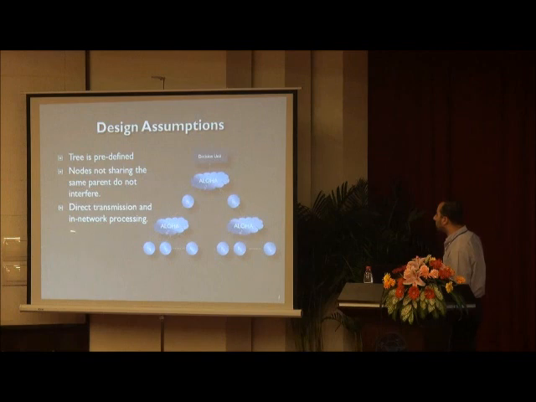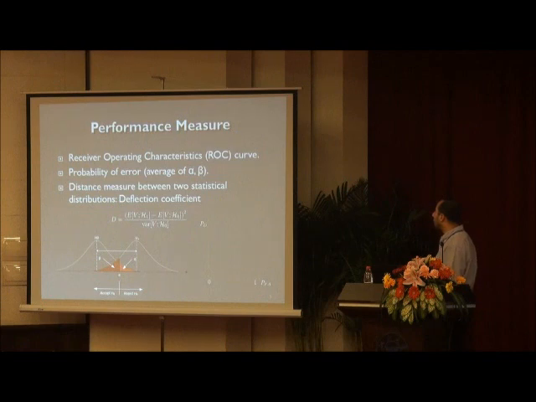Now, this information could be quantized or unquantized. We consider both cases. Now, some assumptions here. The first one is the tree is predefined, so I did not consider the routing problem in this case. And the other one is that nodes sharing one parent do not interfere with nodes of different parents. So for example, this set of sensors does not interfere with the other set of sensors. This could be done in practice by different frequency ranges or using smaller power, so as not to interfere with the other sensors. Okay, now I'll go through the design process quickly.